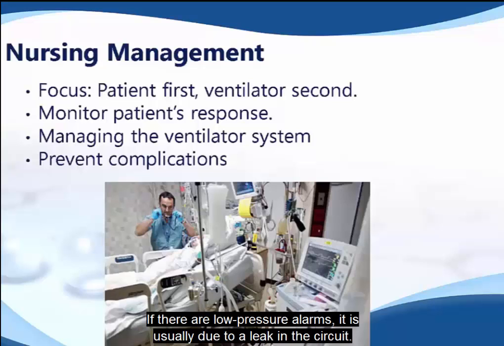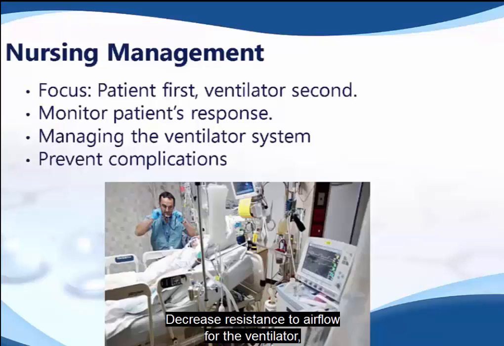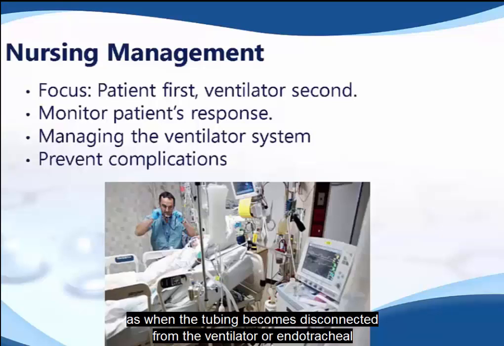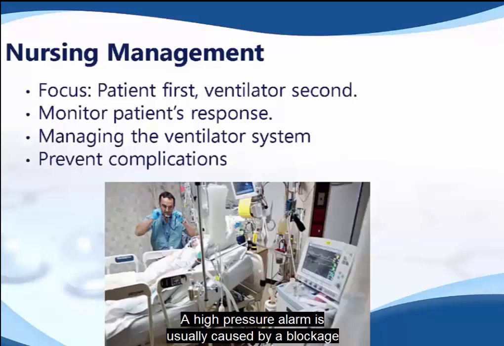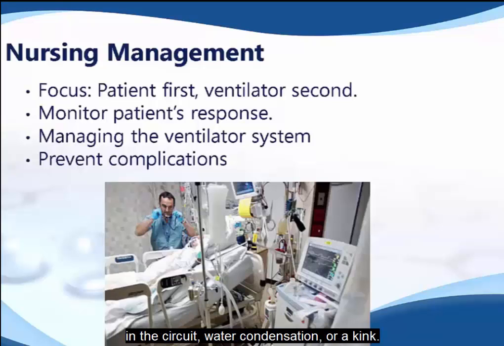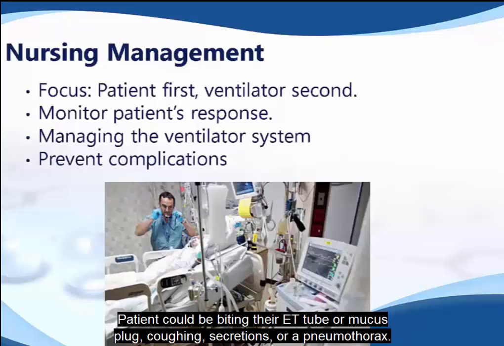If there are low pressure alarms, it is usually due to a leak in the circuit. Decreased resistance to airflow from the ventilator, as when the tubing becomes disconnected from the ventilator or endotracheal or tracheostomy tube, or the chest tube leaks. A high pressure alarm is usually caused by a blockage in the circuit, water condensation, or a kink. The patient could be biting their ET tube, or there could be a mucus plug, coughing, secretions, or pneumothorax.